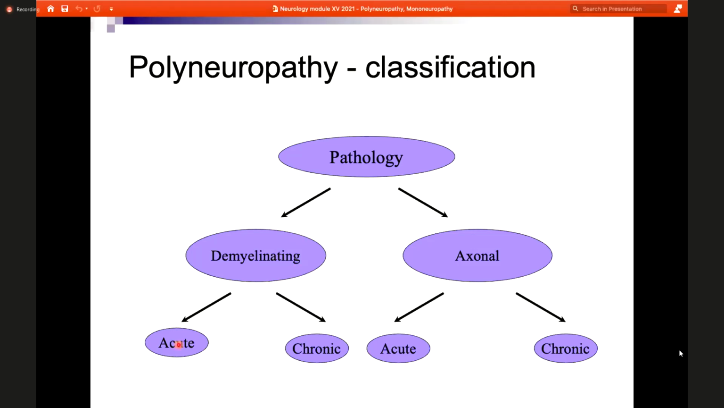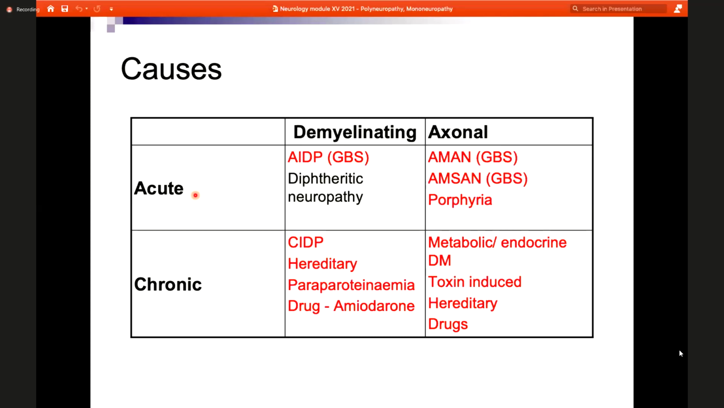So then there will be four categories ultimately, in two axes. In this axis you have acute and chronic, and on the other axis you have demyelinating and axonal. So now you have four categories. And if you draw this table and try to fill these boxes with the possible causes for these neuropathies, you have acute demyelinating, acute axonal, chronic demyelinating, chronic axonal.